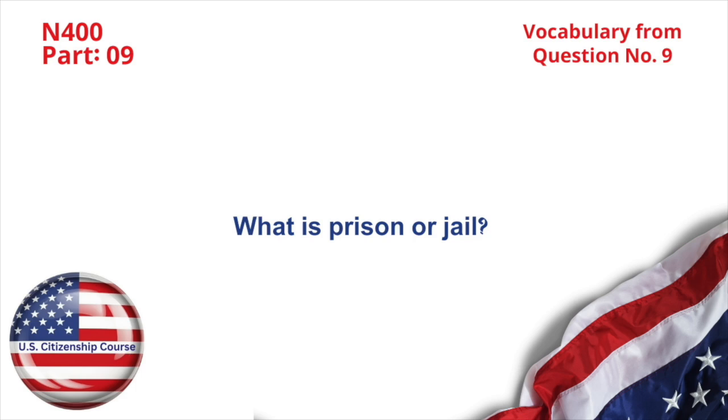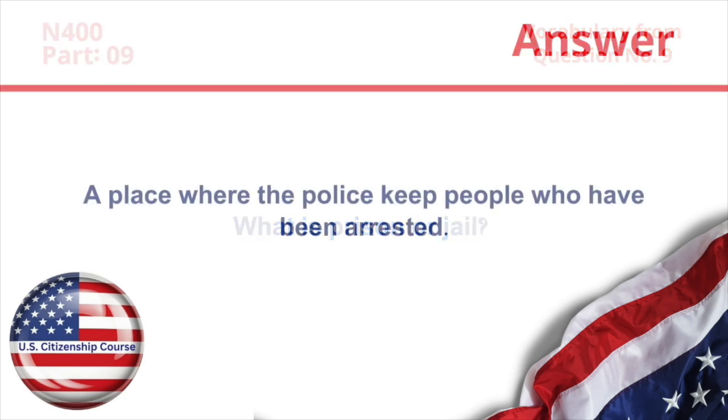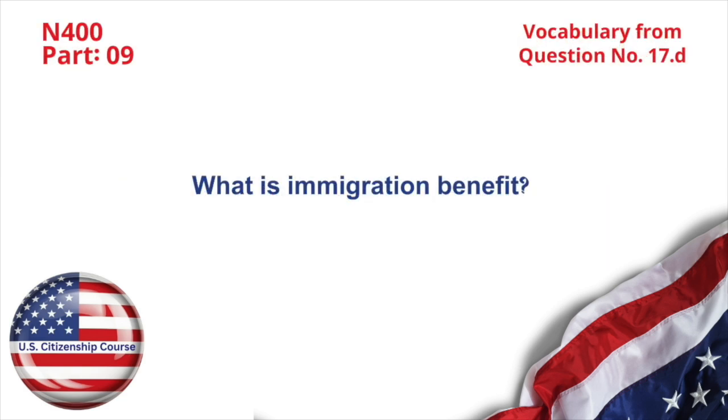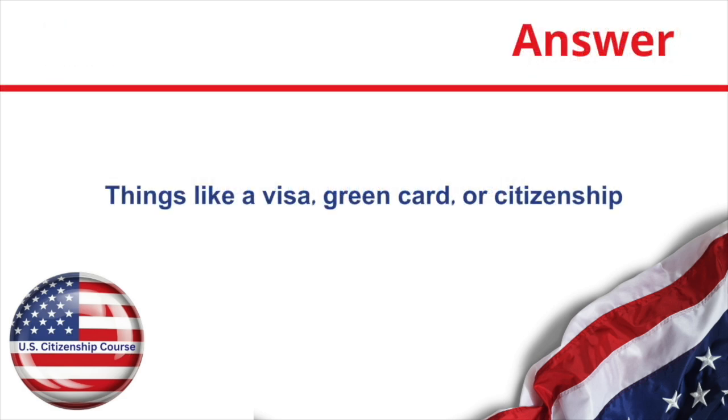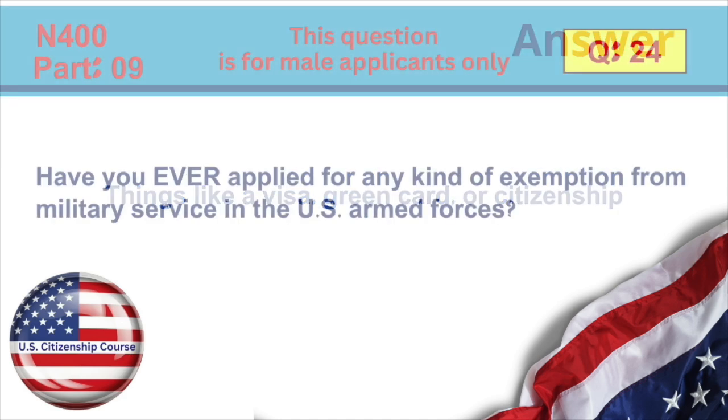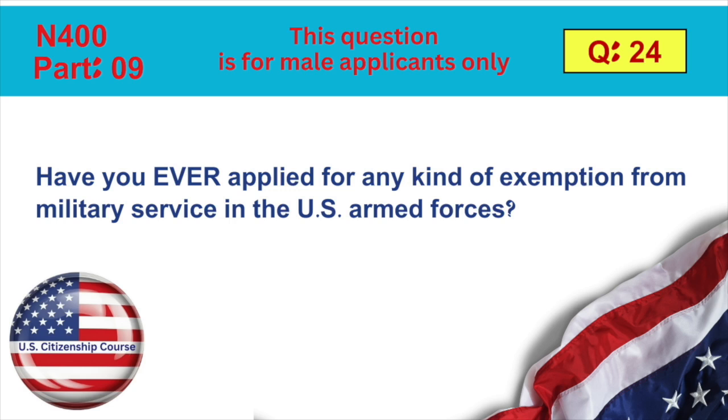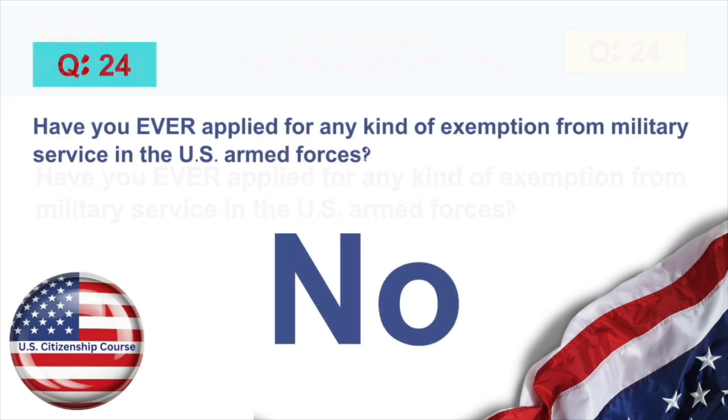What is prison or jail? A place where the police keep people who have been arrested. What is immigration benefit? Things. Like a visa, green card, or citizenship. Have you ever applied for any kind of exemption from military service in the U.S. Armed Forces? No.